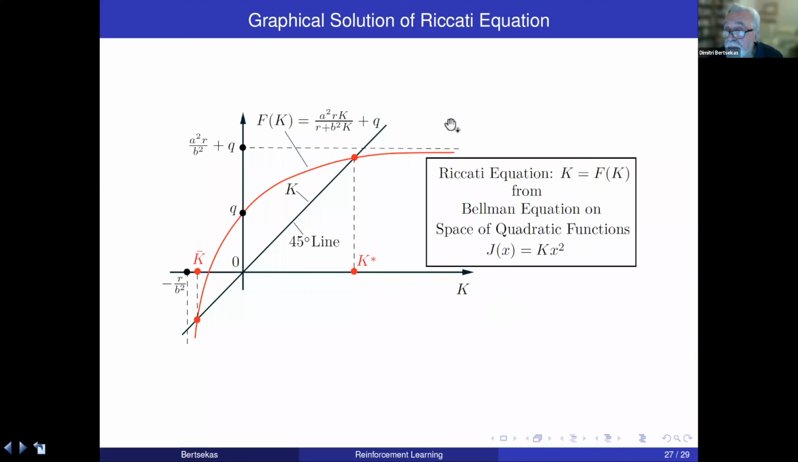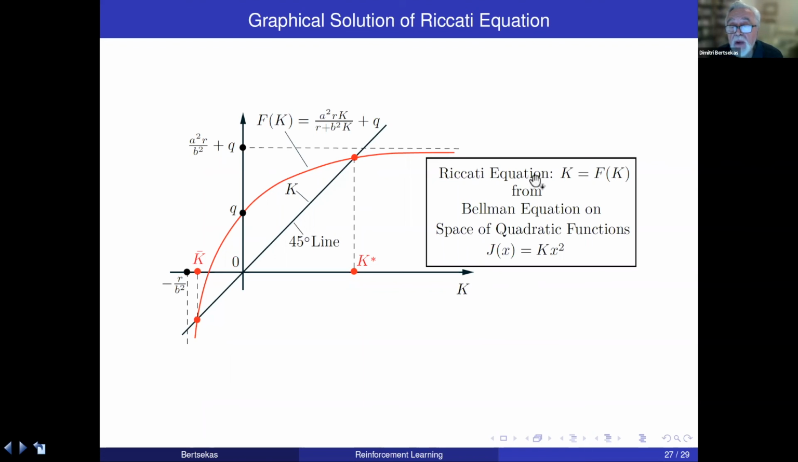Yeah, can I ask a question? We are basically solving the equation imposing a structure of J. So like, how do we guarantee that this is not a suboptimal solution that's optimal only in the space of quadratic functions? Okay, that's a good question.